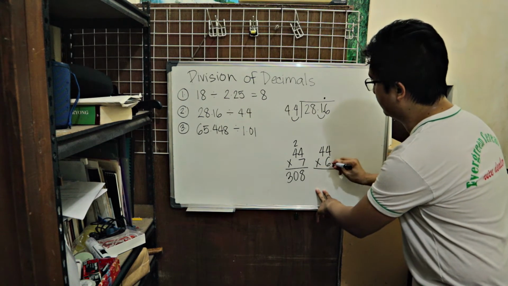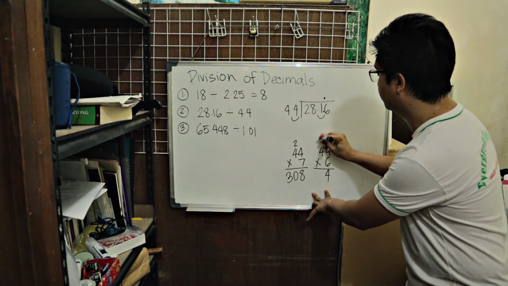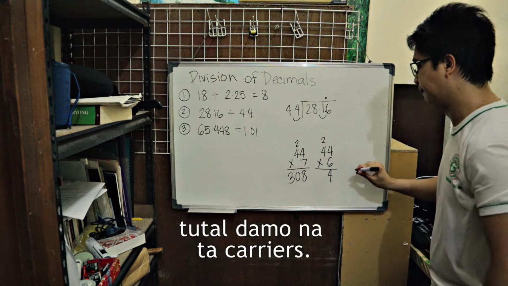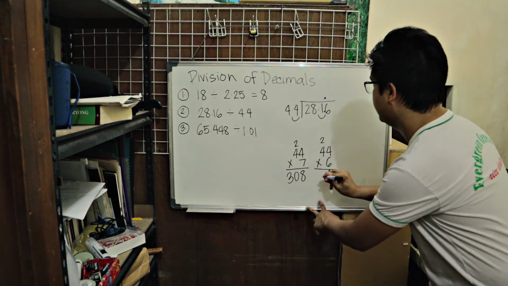So 44 times 6. 6 times 4 is 24. 4, carry nato ng 2. 6 times 4 is 24. Plus 2, 26.